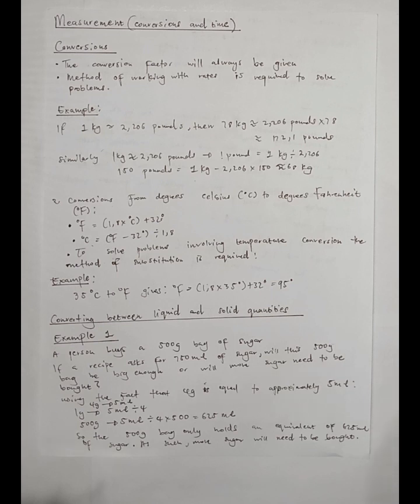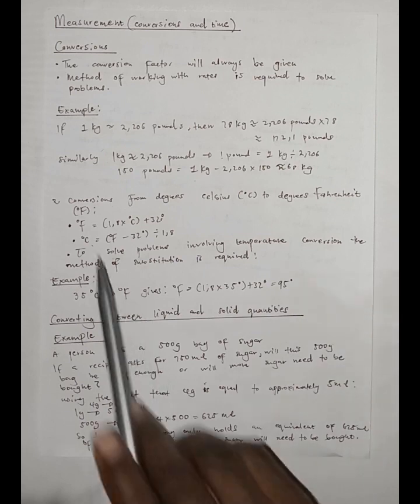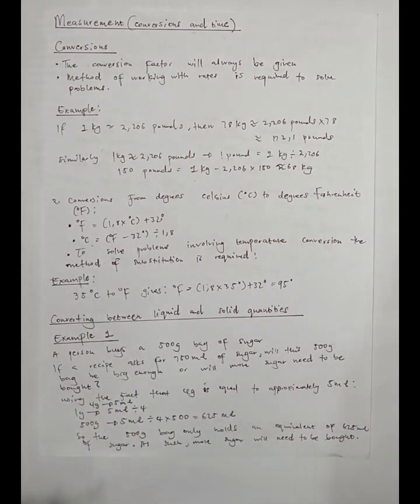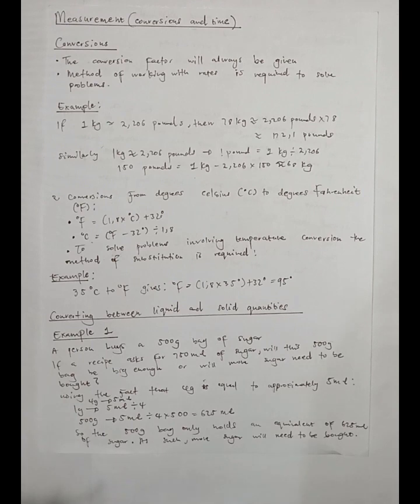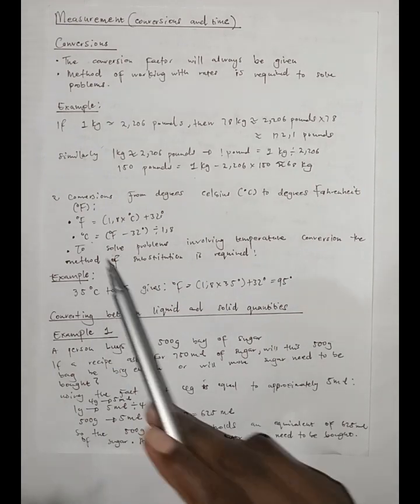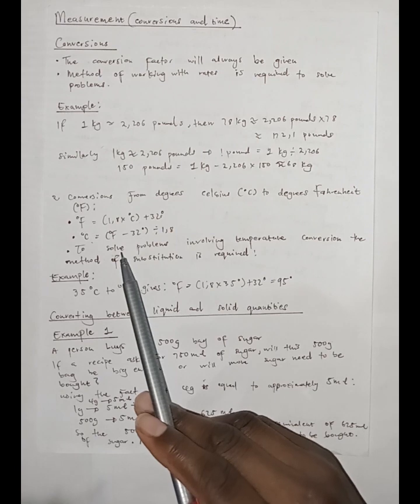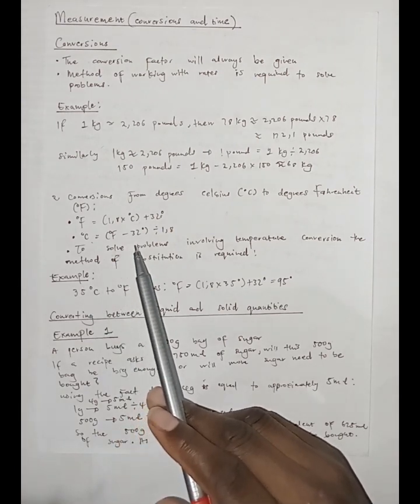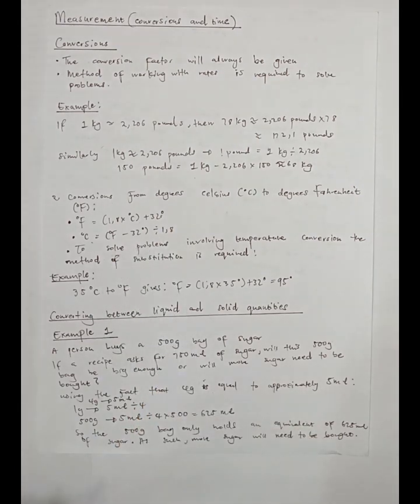Moving on, conversions from degrees Celsius to degrees Fahrenheit. For degrees Fahrenheit, we use this conversion factor: 1.8 times degrees Celsius plus 32 degrees. And for degrees Celsius, we use this conversion factor: degrees Fahrenheit minus 32 degrees, divided by 1.8. So for problems involving temperature conversion, the method of substitution is required. You must know how to substitute, guys. This is probably the easiest thing that you can do in mathematics, to substitute.